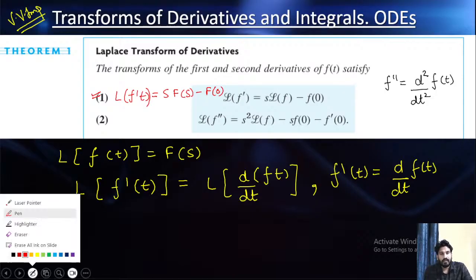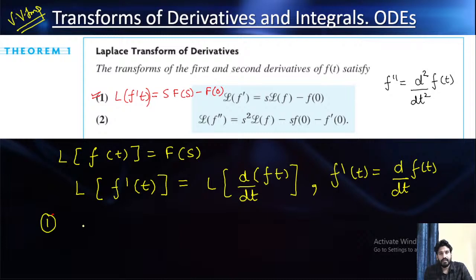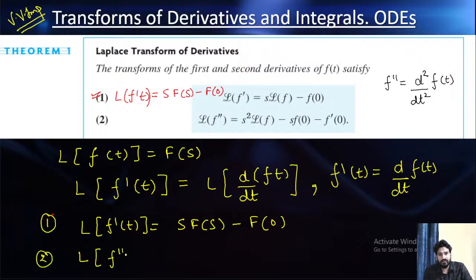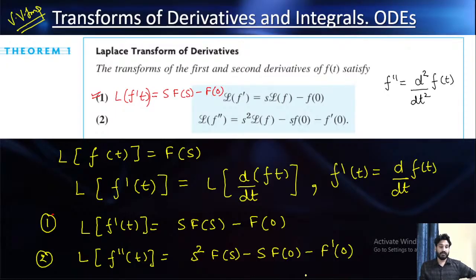So let me write the first one: the Laplace of the first differentiation is equal to s into f of s minus f of 0. Don't worry, I'll tell you what is f of 0. What is the second? Laplace transform of the double derivative of f of t is s square f of s minus s into f of 0 minus f dash of 0.